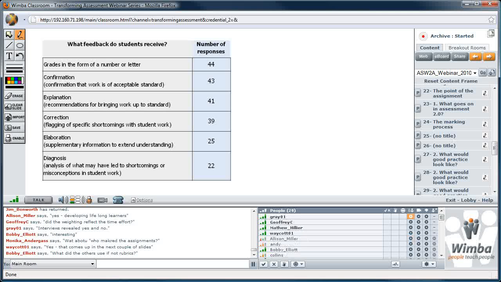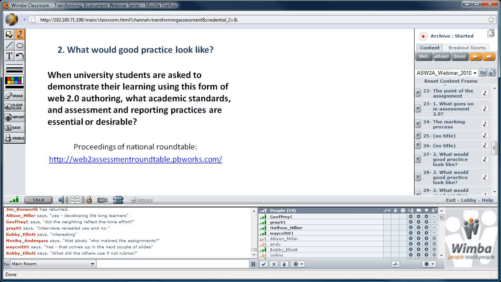Before I go on, I see Bobby's asked the question about what did the others use if not rubrics. Well, Bobby, I think that's a very good question, and I suspect they may have had what we might call tacit rubrics, but they certainly didn't have anything that they described as such, which strongly supports the argument for sharing more widely what good practice might look like.